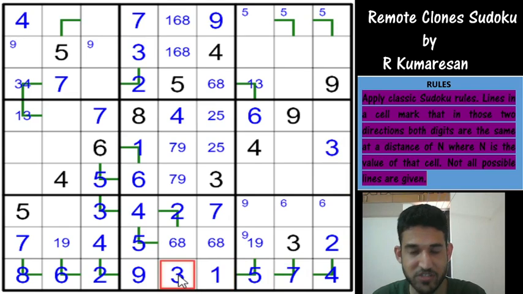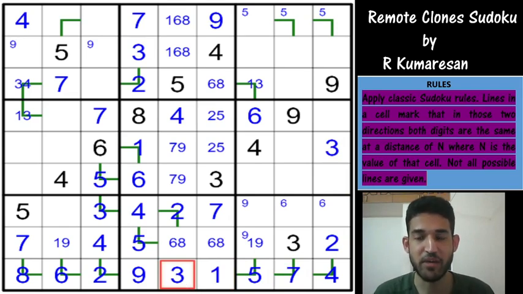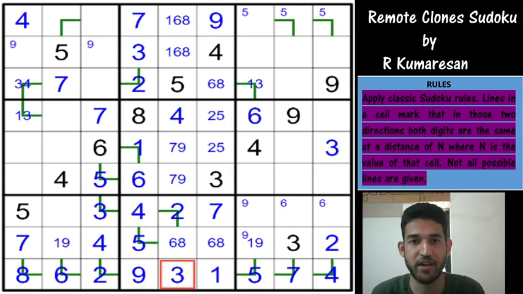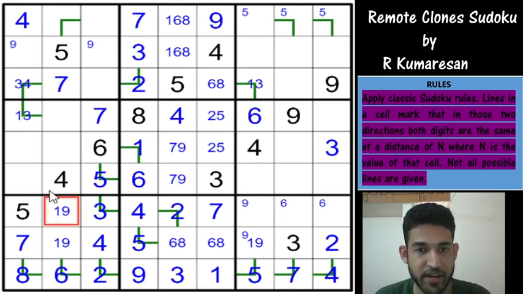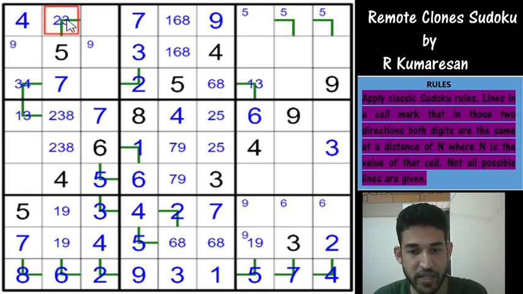So 3 goes here. Superb guys. It's very fun to solve, but at the start you have to keep chipping away at the Sudoku, eliminate pencil marks one by one. So it's not an easy variant certainly. 1, 4, 6, 9, 5 and 7. So remaining digits are 2, 3 and 8.